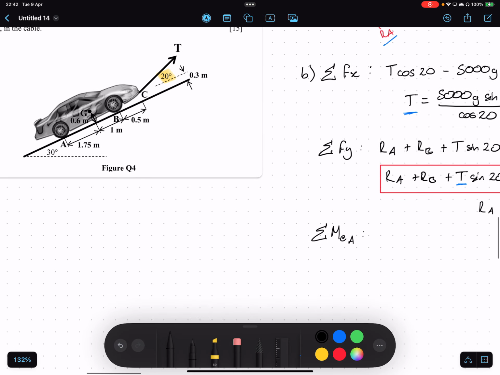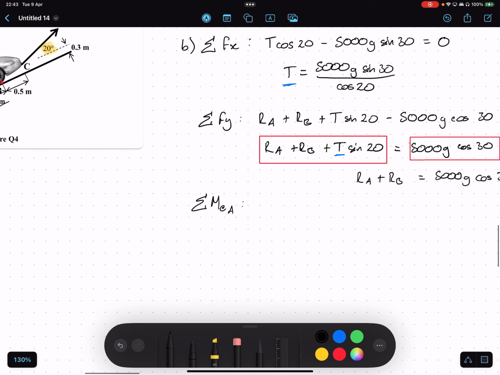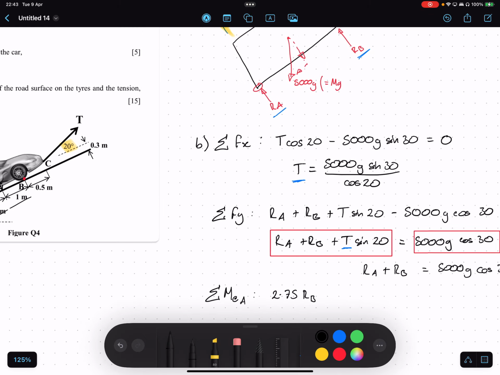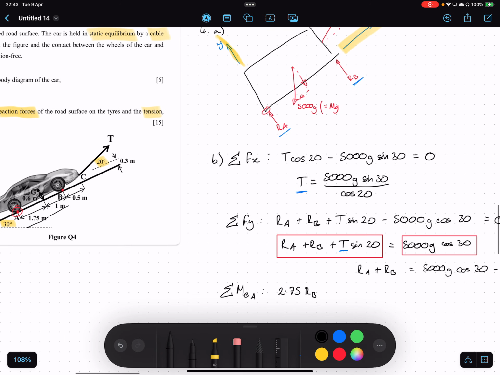We know that our reaction force B is going to be 1.75 plus another 1 meter, which puts us at 2.75. So let's write that as 2.75 RB. Let's consider some of the other forces that we have that might contribute to this moment.